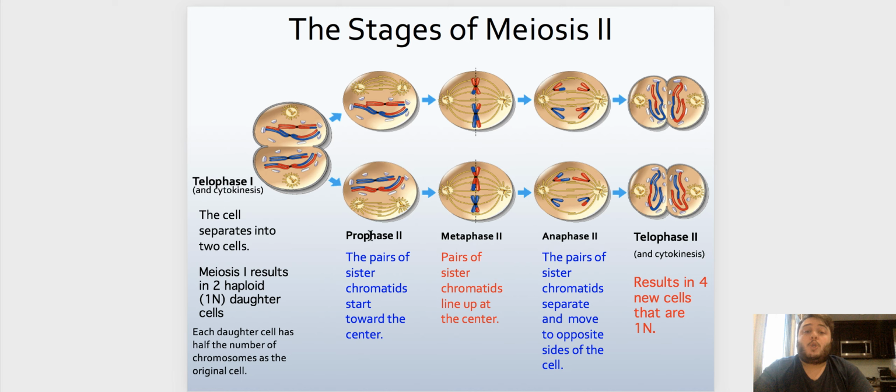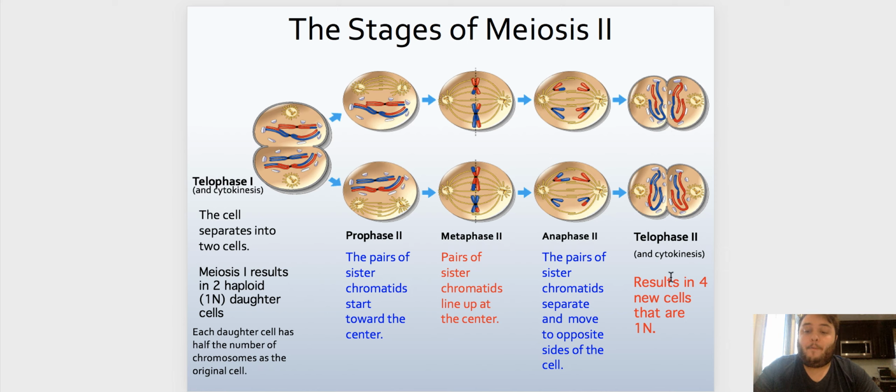1 from 2. So we have prophase 2, where you have the sister chromatids. They start to move towards the center, just like they did in prophase 1. You have metaphase 2, where the sister chromatids line up in the middle, just like they did in metaphase 1. You have anaphase 2, where they start to pull and move to opposite sides of the cell, just like in anaphase 1. And then telophase 2, where the cleavage furrows are formed again, and they are now splitting.